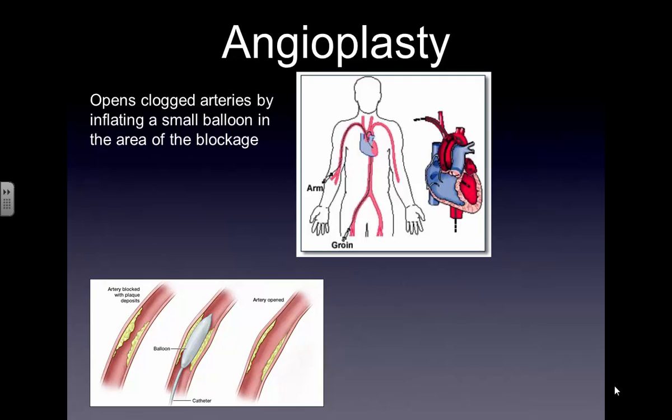And then they could inject a dye in there, and then you can use an x-ray and you can see that dye. And that tells how the heart's pumping. It can tell if there's a blockage in an artery. And so that's one of the ways they can diagnose if a person has this sort of condition when their arteries are getting clogged. So it's called angioplasty.